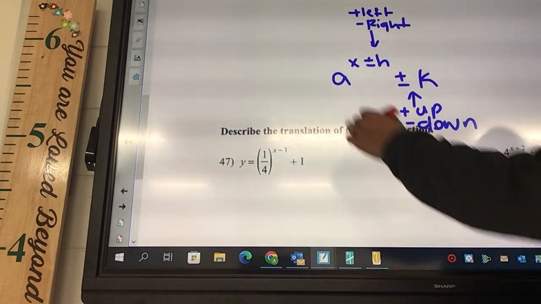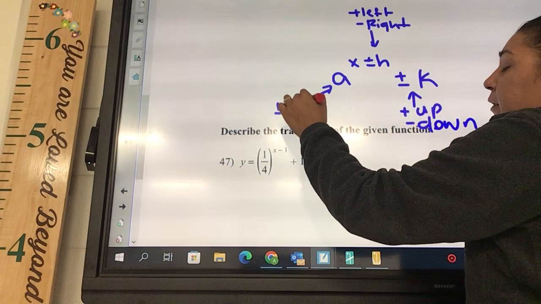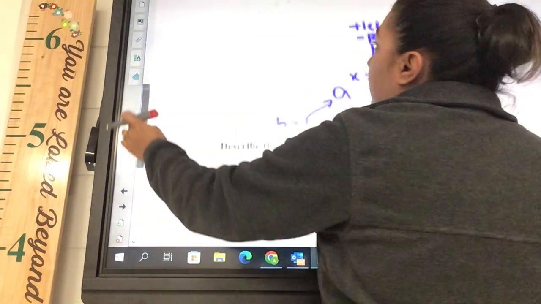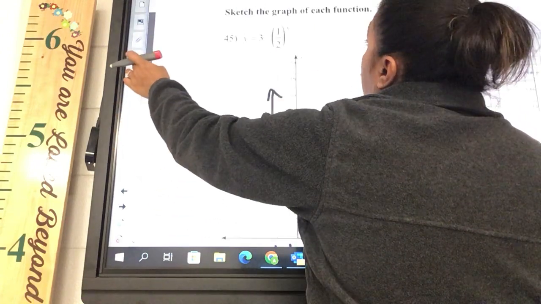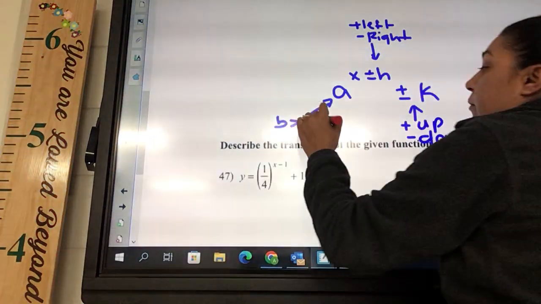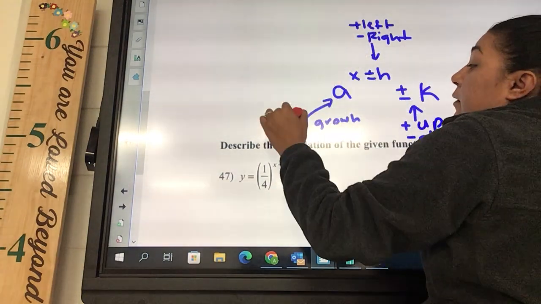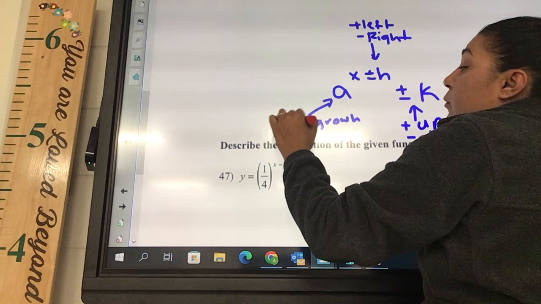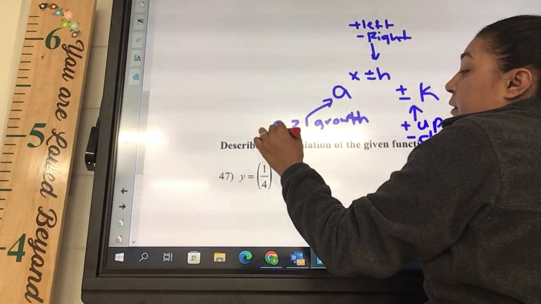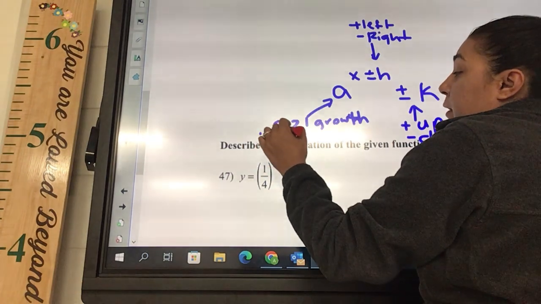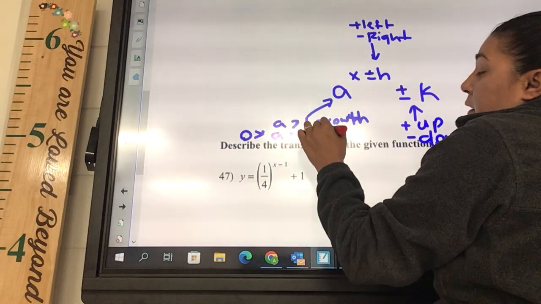Okay, and then for the A part, if A is greater than 1, it's going to be growth. Oh, I said B, it should be A. And if A is between 0 and 1, then it's decay.